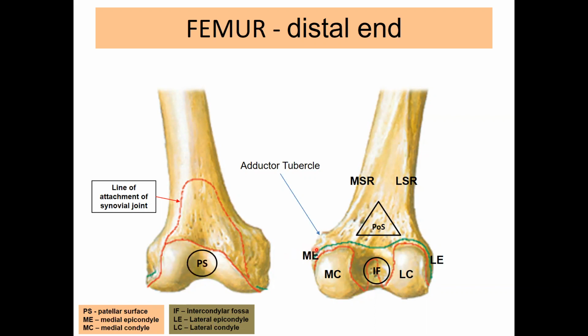Okay, this is medial epicondyle. This is medial condyle. This is intercondylar fossa. This is lateral condyle and lateral epicondyle. This is popliteal surface. This is medial supracondylar ridge and this is lateral supracondylar ridge. Not to forget, there is a small tubercle called adductor. So obviously it will provide attachment for adductor muscles of the thigh. We will learn this in the next lecture.